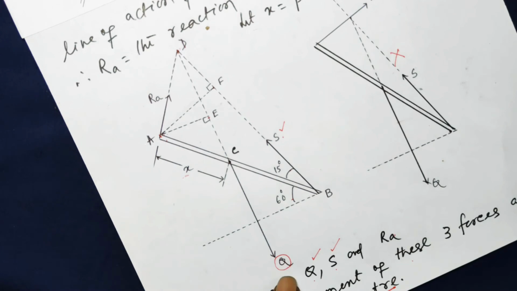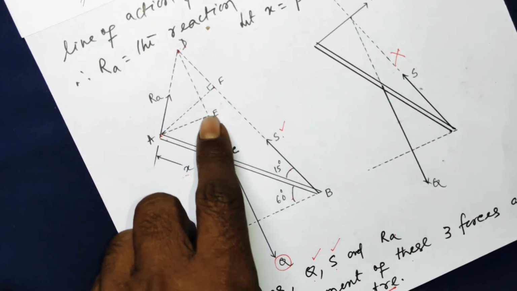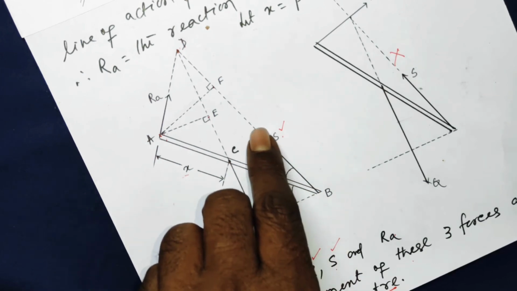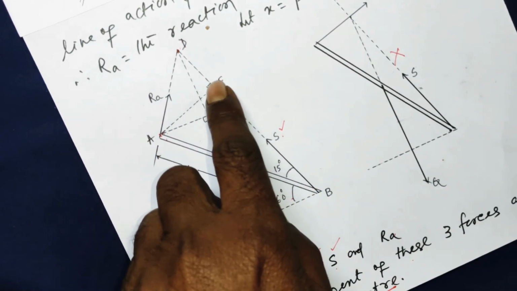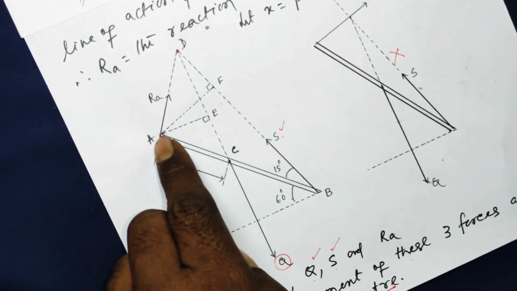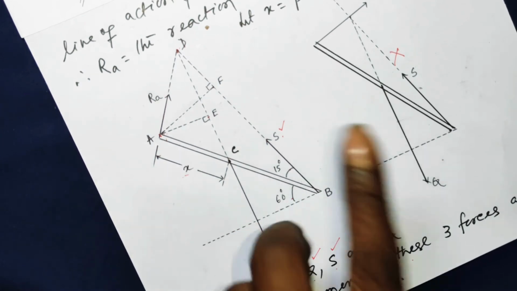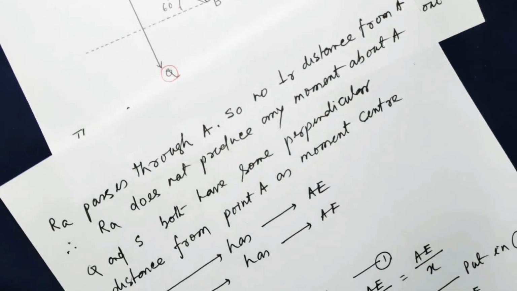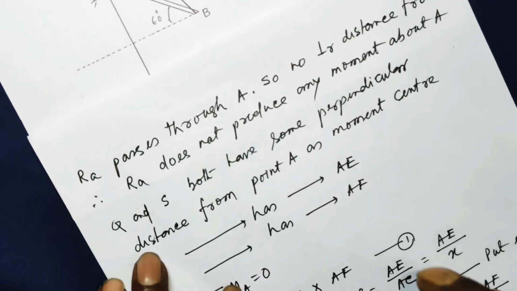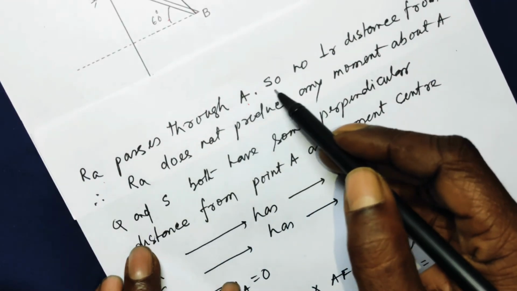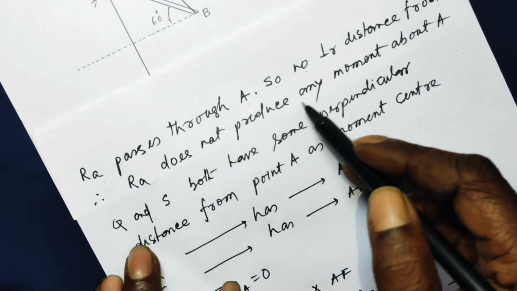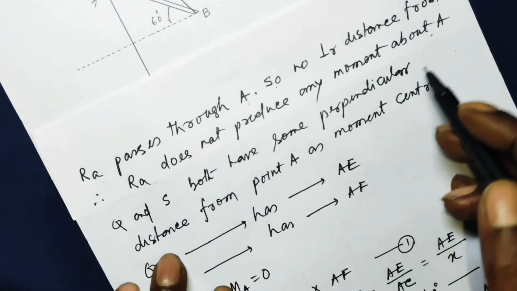The line of action of Q has a perpendicular distance AE from the moment center A. The line of action of S has a perpendicular distance AF from the moment center A. So both Q and S will have turning effects only. So that is what I have explained. RA passes through A, so there is no perpendicular distance from A. Therefore, RA does not produce any moment about A.